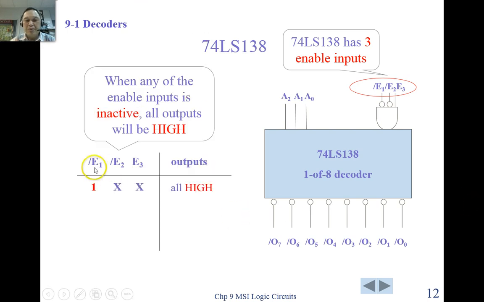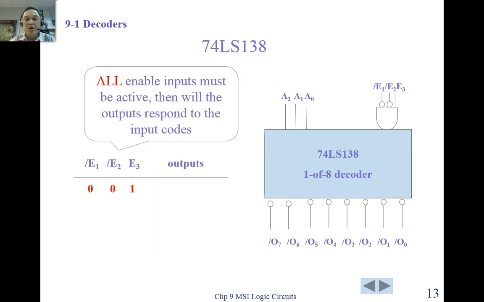Let's say you have this input, E1. They need a 0 to enable, but you try to be funny and connect it to 5 volt. So regardless of the other 2, if this is disabled, the output will be 1 all the time. Same as enable E2, you need a 0 to enable, but you put a 5 volt here. Regardless of the other 2, the output will be all 1, that means disabled. Same as this one, you need a 5 volt to enable E3, but you connect to ground. Regardless of whatever the other 2 are, your output is disabled all the time.